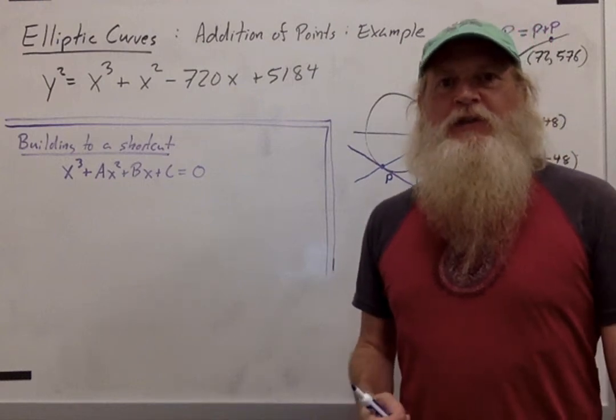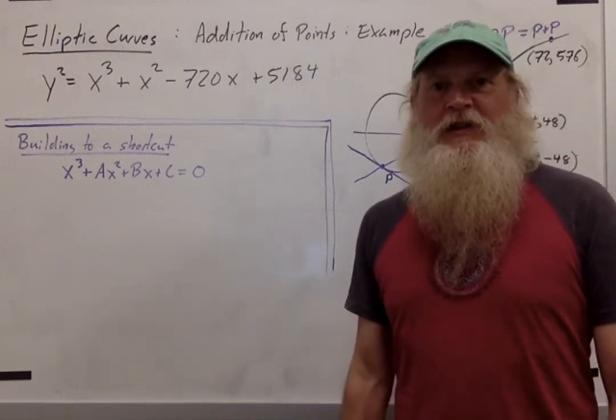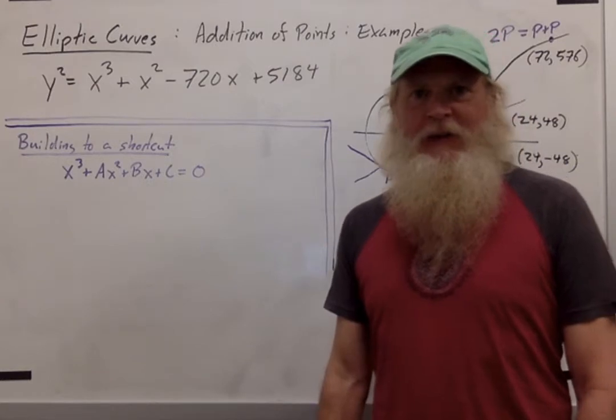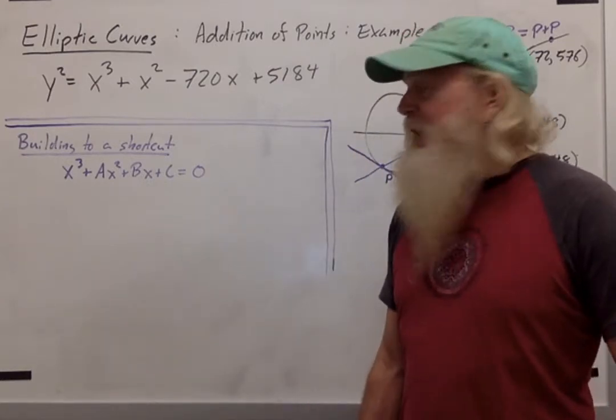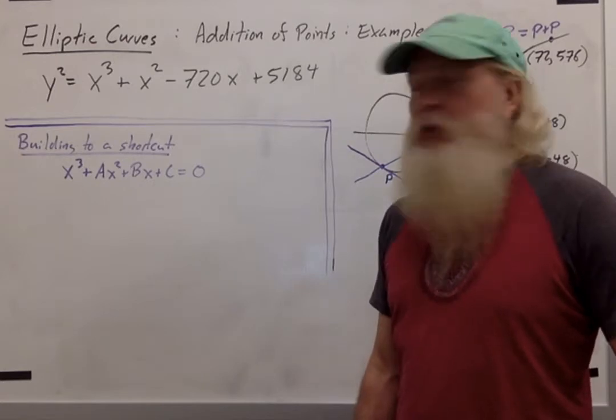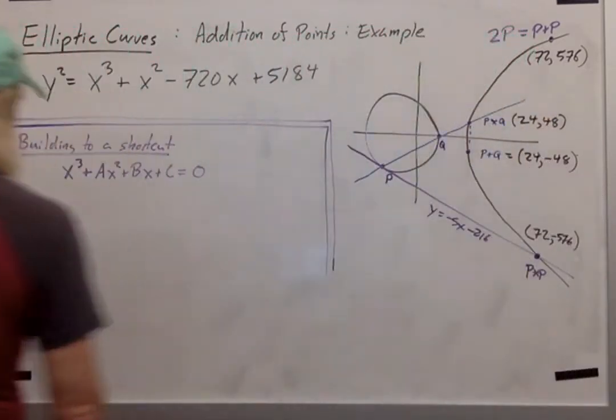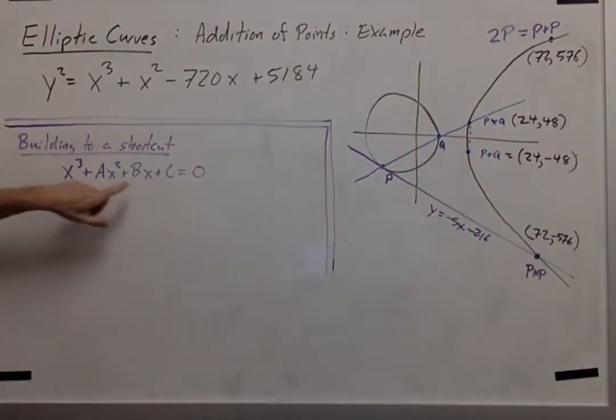As we saw in the previous video, finding the sum of 2 points is fairly straightforward, but the algebra can be kind of messy. I'd like to show you some shortcuts that we can use in order to find the sum of points a little bit more quickly. First of all, I wanted to remind you about Vieta's formula.